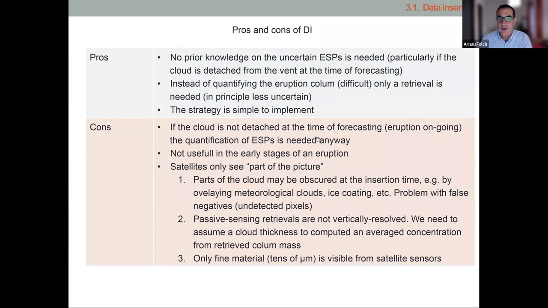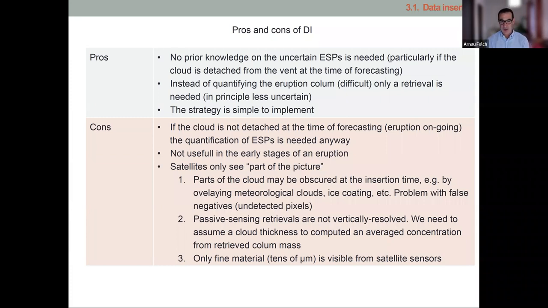And we need them anyway to forecast in the future, because we need to know the emission that will be, or the mass or the properties of the emission in the future. We can just assimilate the past and the present, but we cannot assimilate the future. So if the eruption is going on, we cannot eliminate this dependency. And the other limitation is that the satellites can only see a part of the picture.